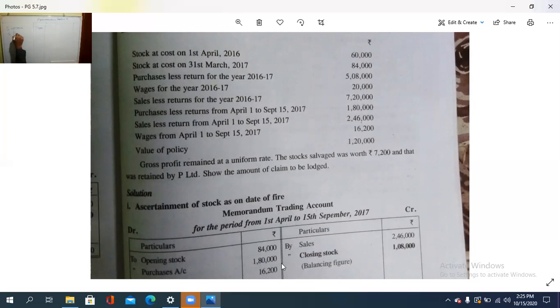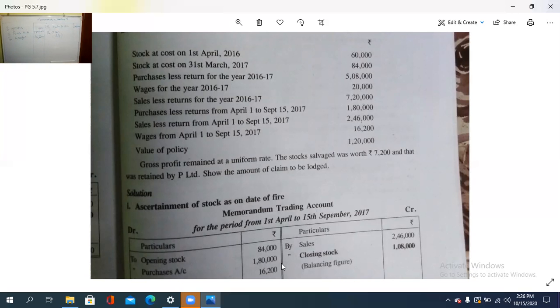Then, to purchases less returns, 2016-17, that is April 1 to September 15, that's 1,80,000. Then what is the next? Wages from April 1 to September 15, 16,200. So, to wages. Then, by sales less returns, from April 1 to 15th September, 2,46,000. That is to be taken care of. By closing stock, that is the balancing figure.